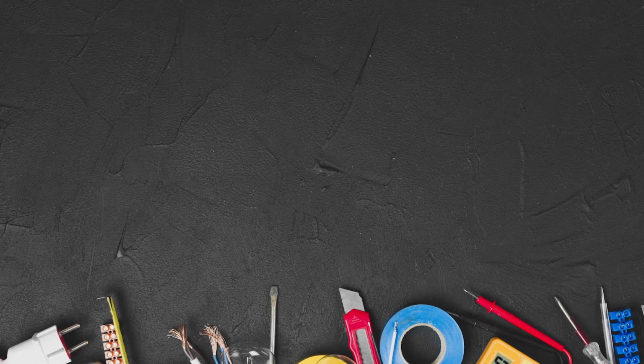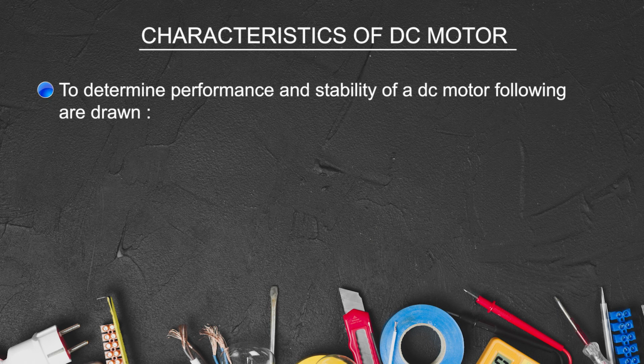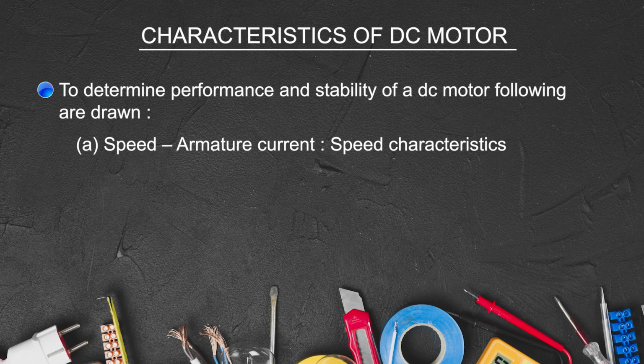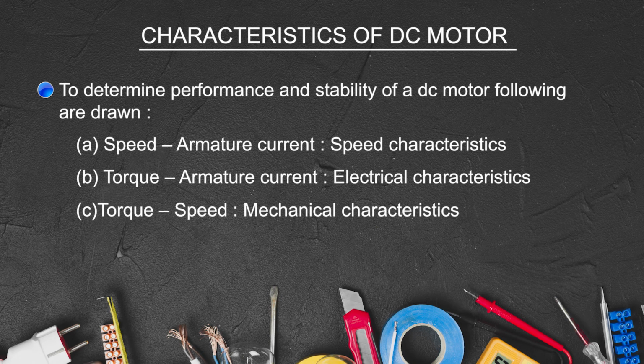Now we are going to discuss the characteristics of the DC motor. To determine the performance and stability of a DC motor, the following characteristics can be classified. First one is the speed armature current characteristic. This is also called the speed characteristic. Second one is the torque armature current characteristic, which is also called the electrical characteristic. And the third characteristic is the torque speed characteristic. This torque speed characteristic is also called the mechanical characteristic.